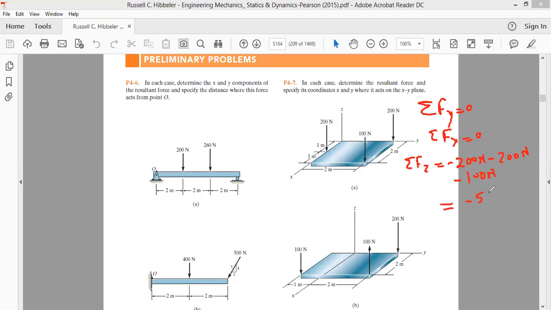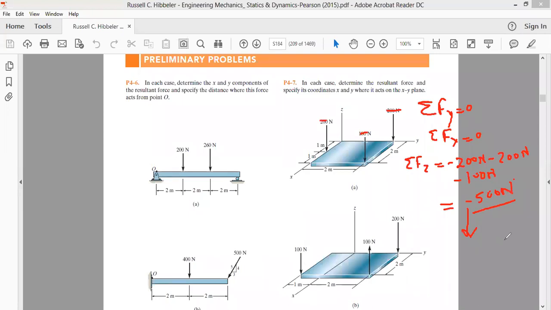All these three forces we can replace by a single force. There is no need to write this force here, this force here, or this force here. All these three forces can be replaced by a single force whose magnitude is 500 Newton, and this force should be acting along the negative z direction.